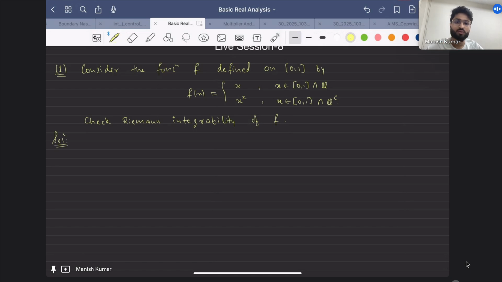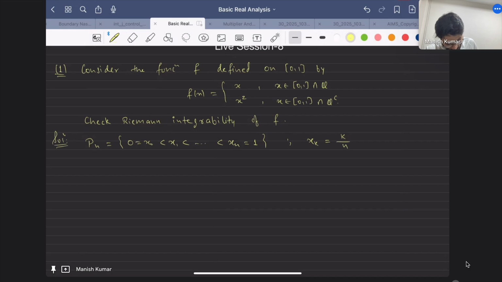So for this we'll partition the interval [0,1], and then we'll see what the upper Darboux sum and lower sum are for that partition, and then we'll try to conclude something. We'll choose the standard partition, which is 0 as the first point, x1 and so on, and at n it will be 1. So here x_k is given by k by n. There is a uniform gap of 1 by n between each two points.